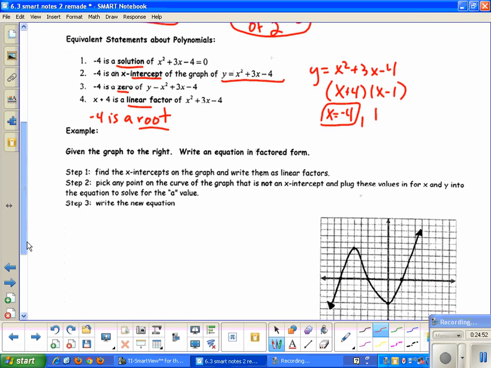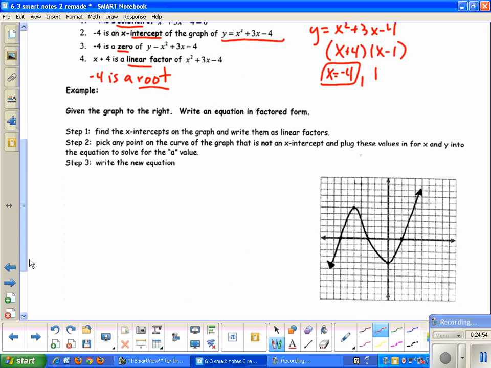Now for the very last example, it says, given the graph to the right, we want to write an equation in factored form. So if you want to write an equation in factored form, the first thing you want to do is find your x-intercepts on your graph. So we have one here, here, and here. So that means the solutions, or the x-intercepts, or the roots, or whatever you want to say, they all mean the same thing, are x equals -7, -3, and 2.